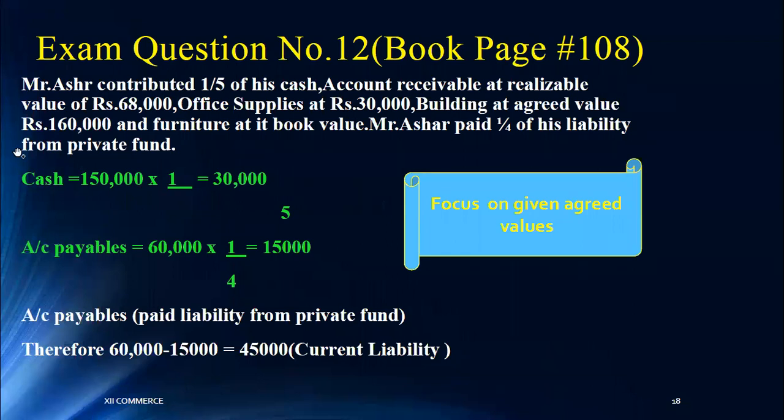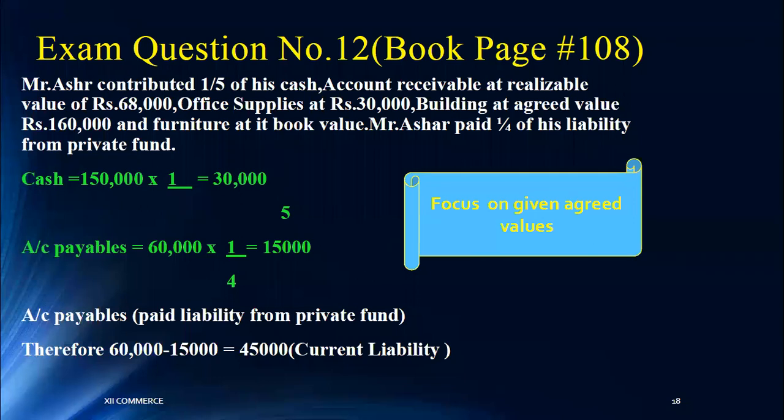We have done exam question number 12 on book page number 108, in which we have a question of Mr. Asher and Nasser. Mr. Asher contributed 1/5 of the cash, account receivable at realizable value 68,000, office supplies 30,000, building at agreed value 160,000, and furniture at book value. Mr. Asher paid 1/4 of his liability from private fund.